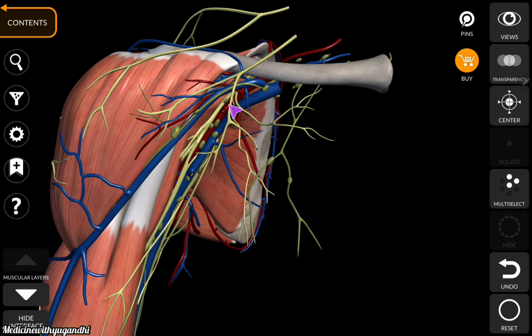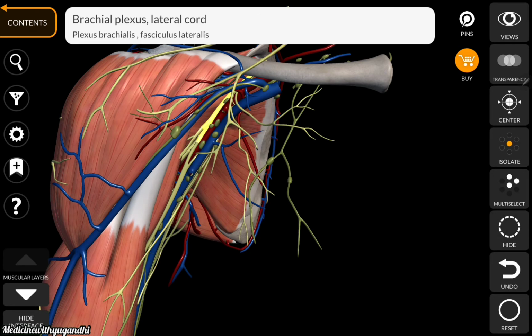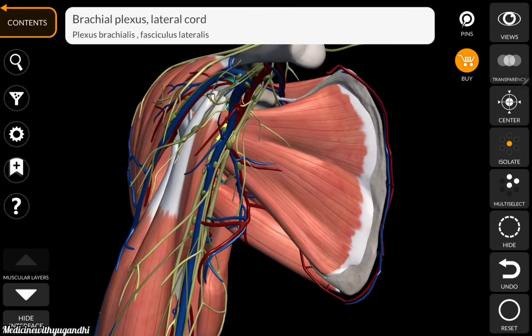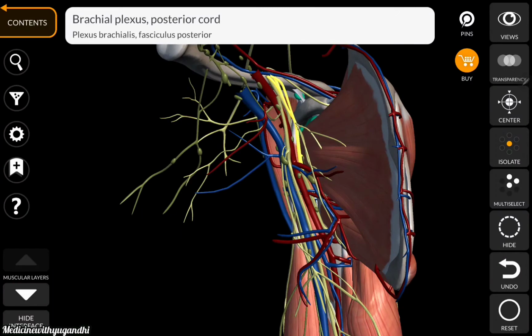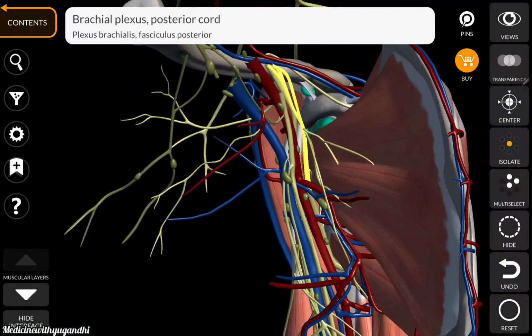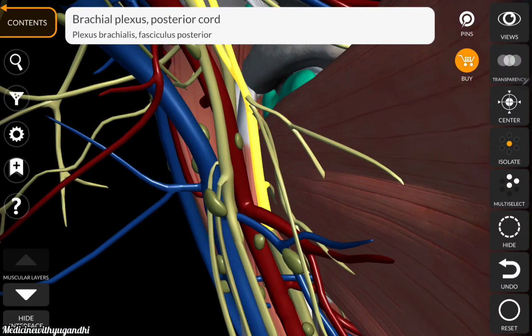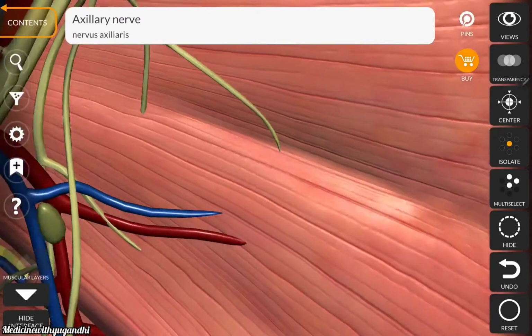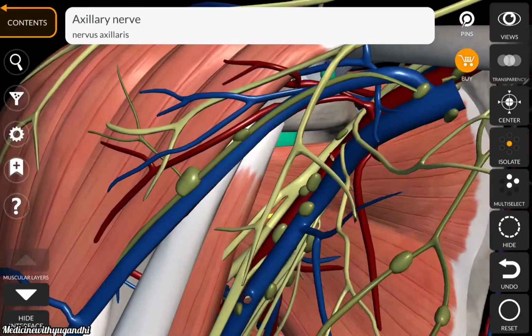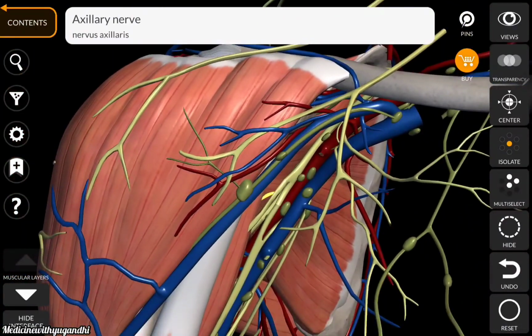So here you could see the brachial plexus. This is the lateral cord of the brachial plexus, and here you could see the medial cord of the brachial plexus, and then here you could see the posterior cord of the brachial plexus. So the axillary nerve is a small terminal branch from the posterior cord of the brachial plexus. See, this is the posterior cord, and here you could see the axillary nerve arising from the posterior cord of the brachial plexus.